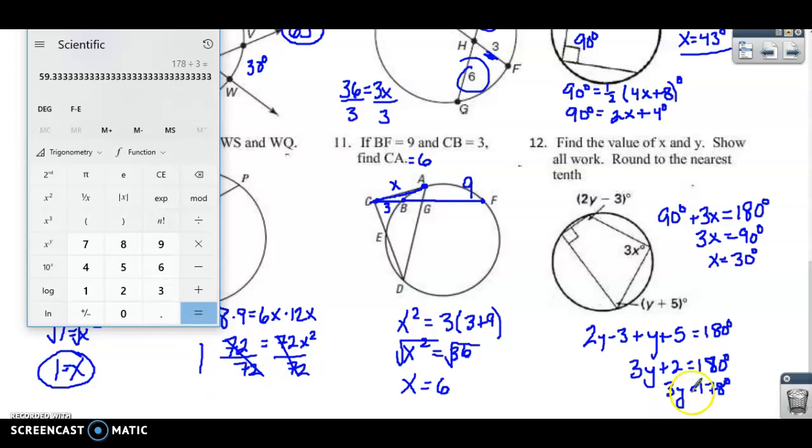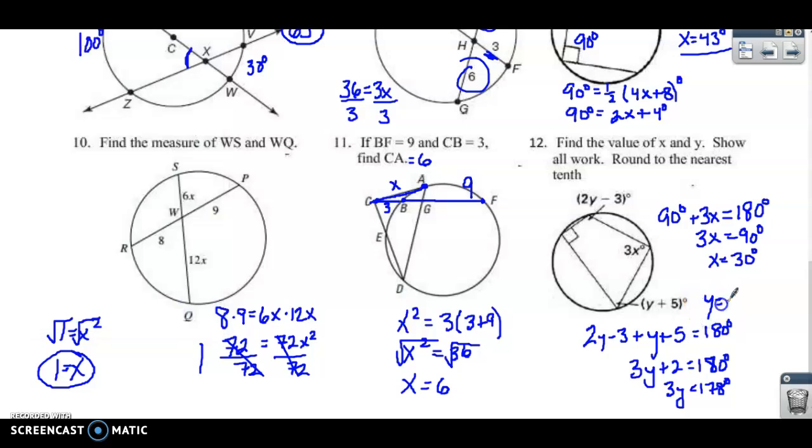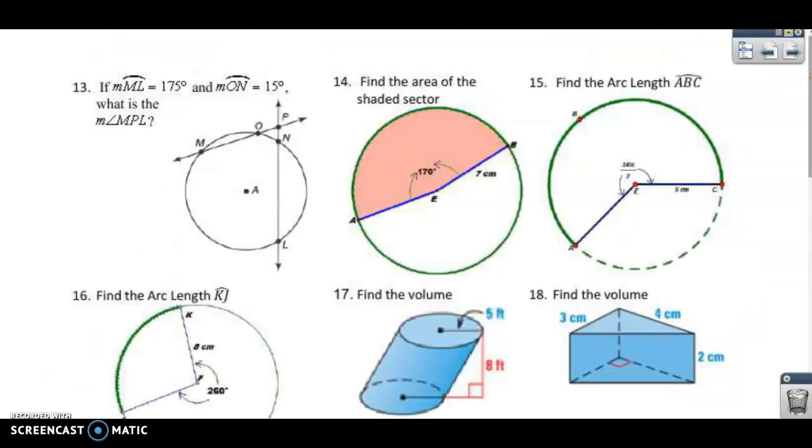So it says round to the nearest tenth. So y equals 59.3 degrees. Plug those back in, and you can add all those angles up. They should add up to 360 degrees. I believe we still have a few more moments here. Yep, we've got about 2.5 minutes. Let's see how many more we can complete.